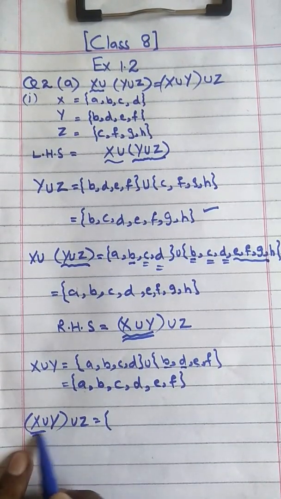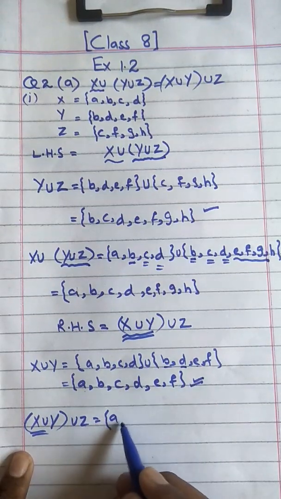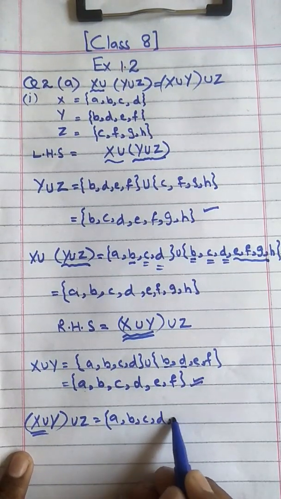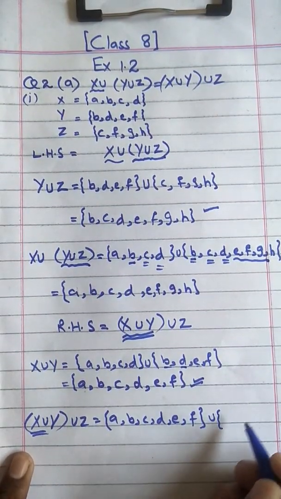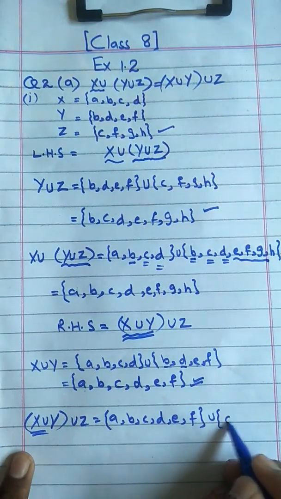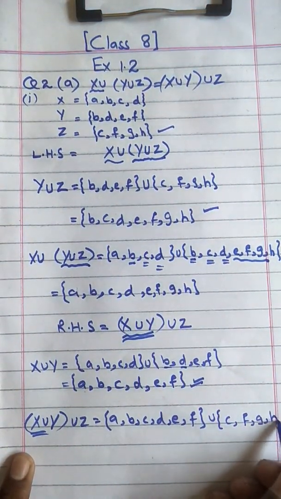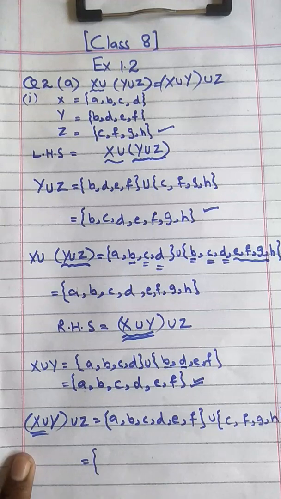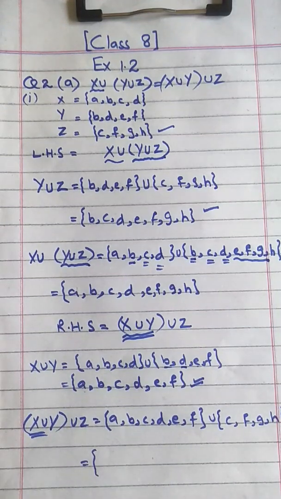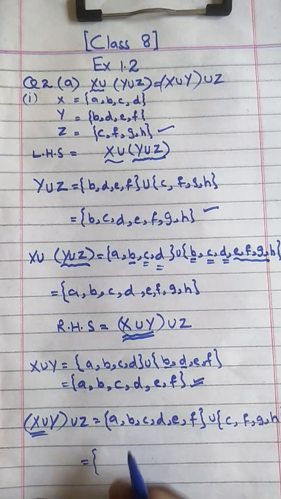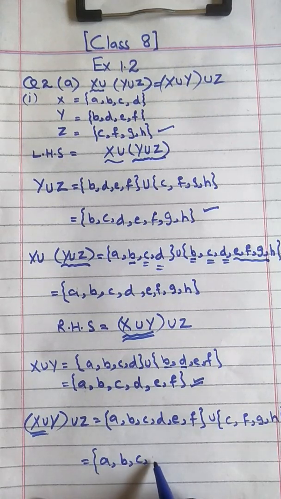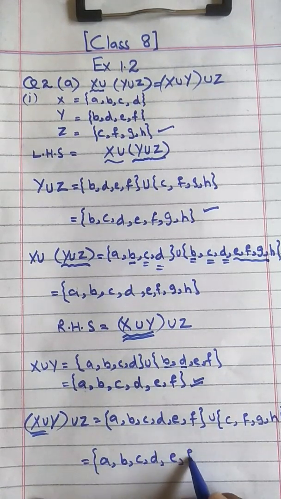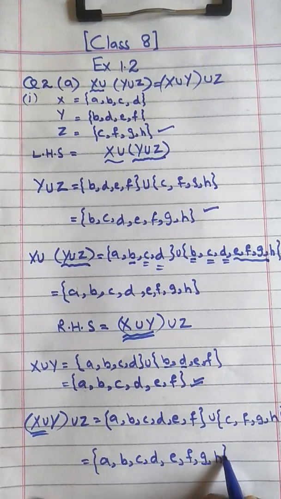So here the answer of X union Y is A, B, C, D, E or F. Okay, and then take union with Z, here C, F, G or H. So in union you have to write all the members of set A or set B or both, without repetition: A, B, C, D, E, F, G, H.